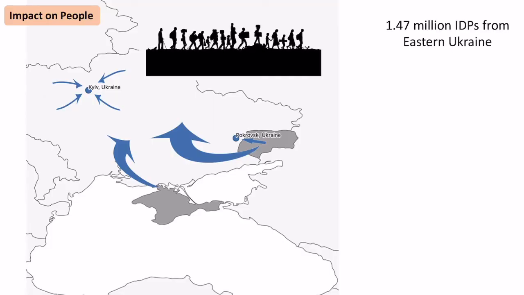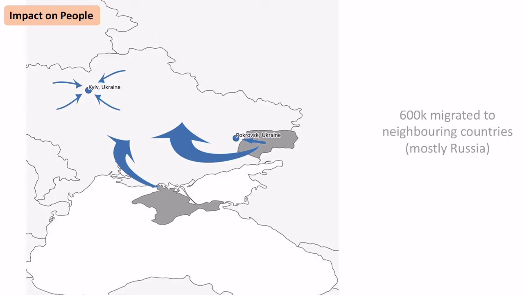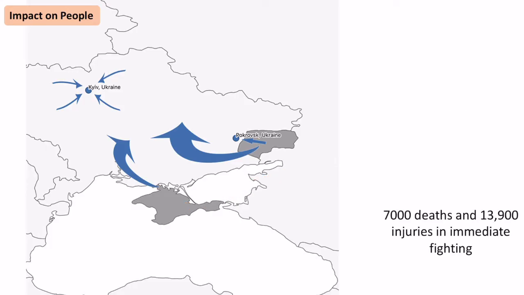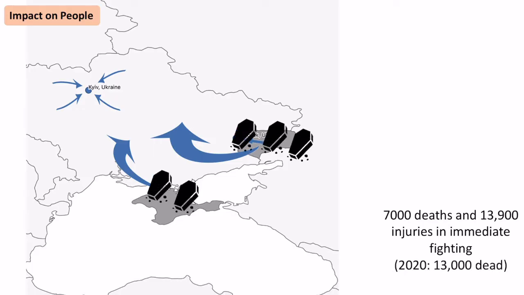So some of the big impacts on people: 1.47 million internally displaced people from that war zone in the east. They moved to other parts of Ukraine. 600,000 migrated to neighbouring countries, lots of them actually going to Russia. And there was a significant amount of deaths, 7,000 deaths and nearly 14,000 injuries in the fighting in that eastern area particularly. By 2020, that death toll had gone up to 13,000. And since the conflict has gone even further, that death count has gone up. It's obviously been quite hard to track exact numbers.